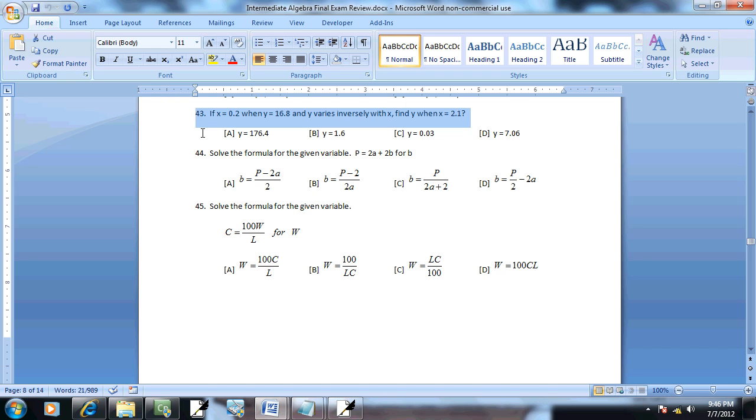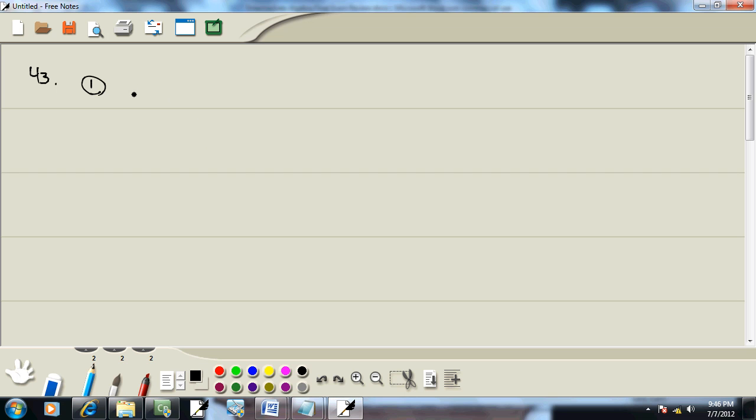It says if x equals 0.2 when y is equal to 16.8 and y varies inversely with x. Well, it actually says the word inverse. So that's going to be our type. And typically that's of the form y is equal to k over x.